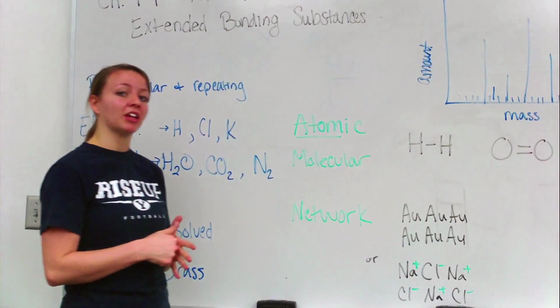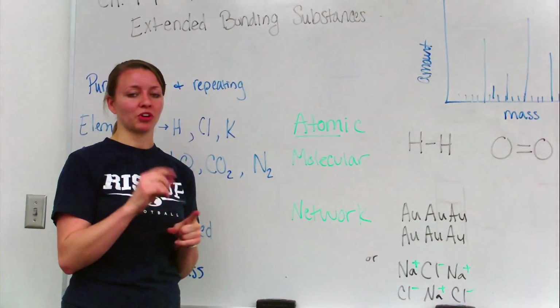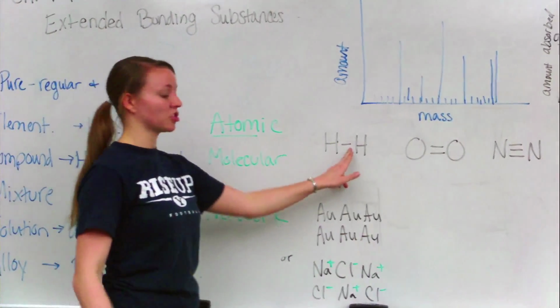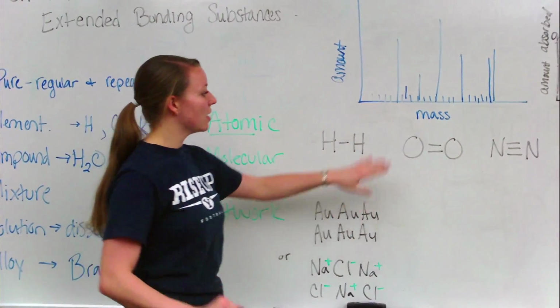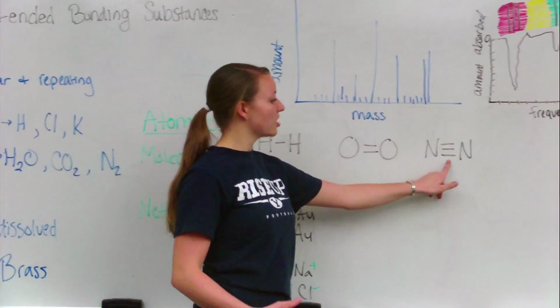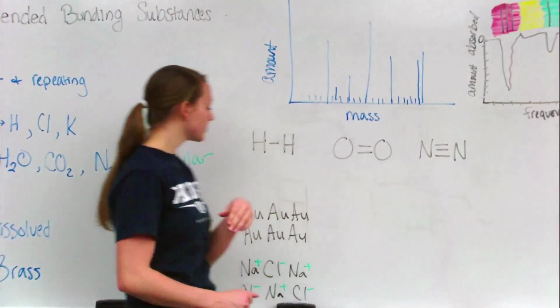And within a molecular bond, we can also have sharing of electrons that will create single, double, and triple bonds. So a single bond shares 2 electrons. A double bond has 2 sets of electrons being shared. And a triple bond has 3 sets of electrons being shared.